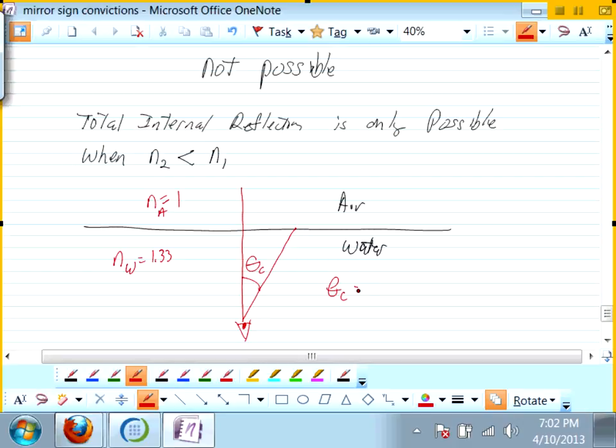Theta critical is equal to 48.8 degrees. So if you look off at an angle that's 49 degrees, you can't see out. But if you look at an angle that's 47 degrees, you can see out.